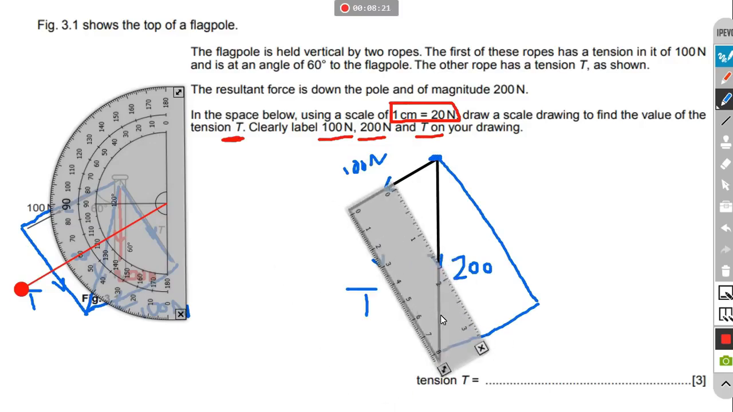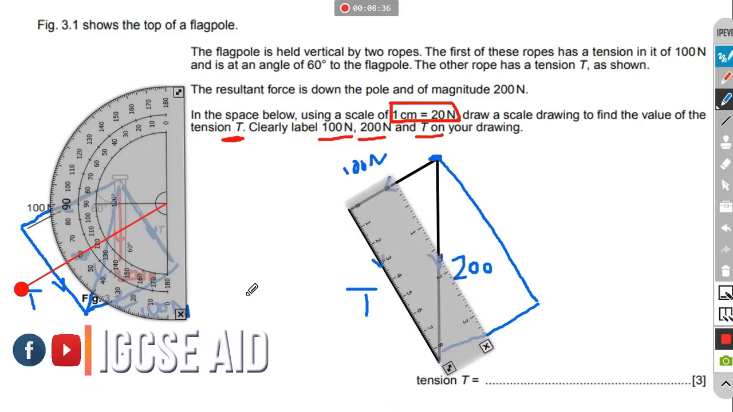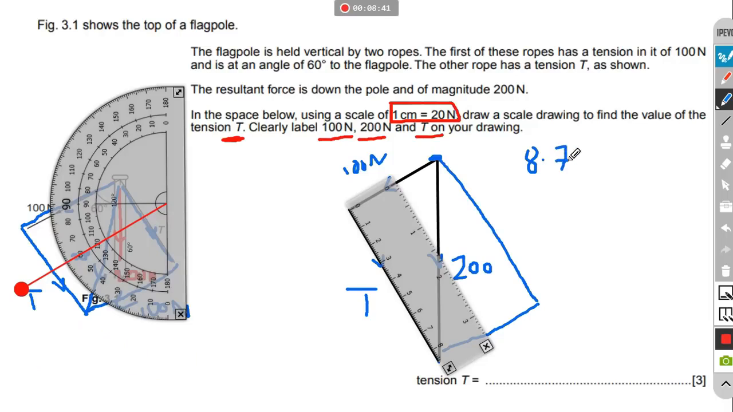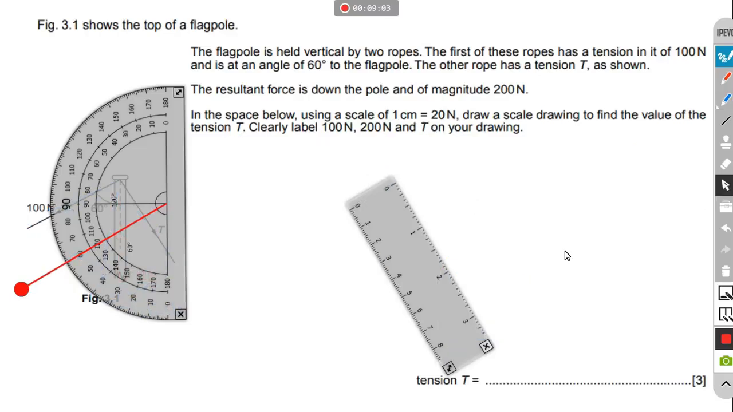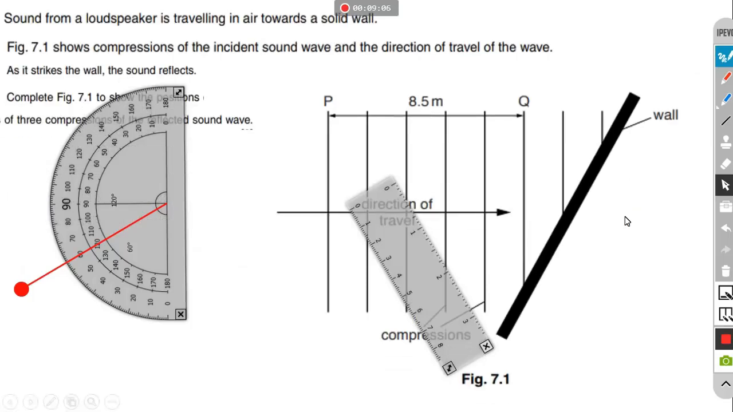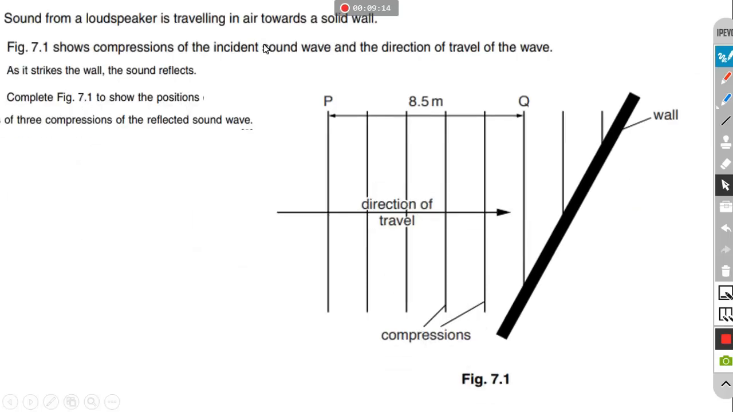So we take our ruler, take measurements. Yeah, this is 8.7 centimeters. So 8.7 centimeters, multiply that by 20, and you should get 174 newtons. Alright, now let's go to another example that involves waves. Sound from a loudspeaker is traveling in air towards a solid wall.